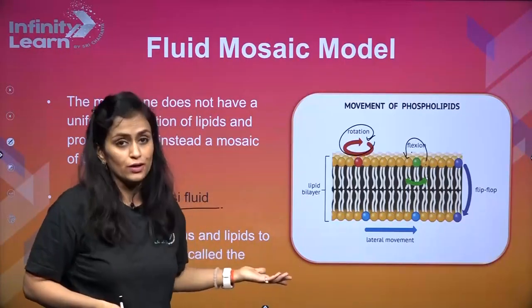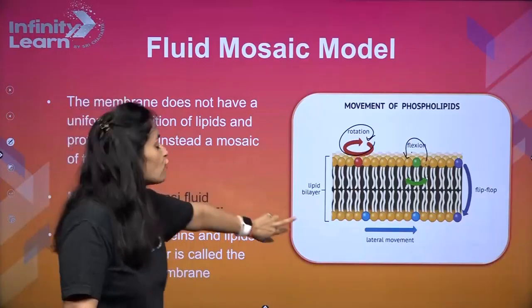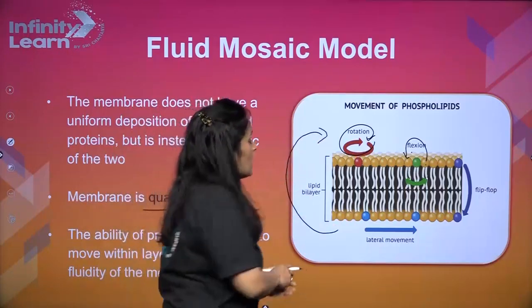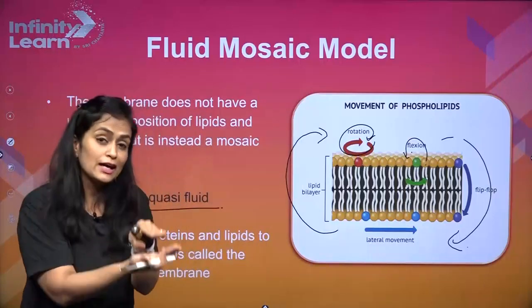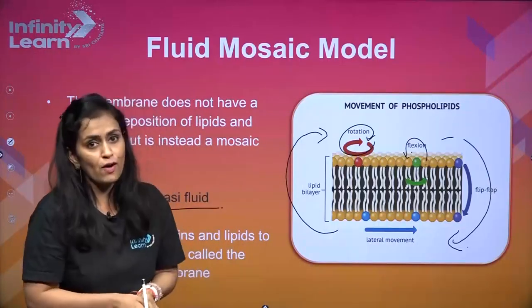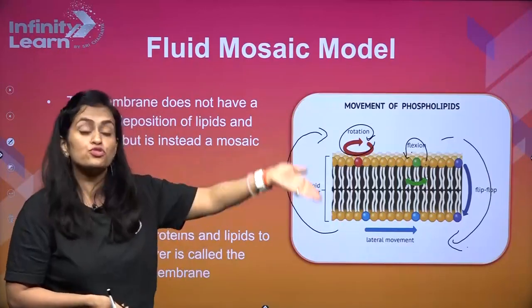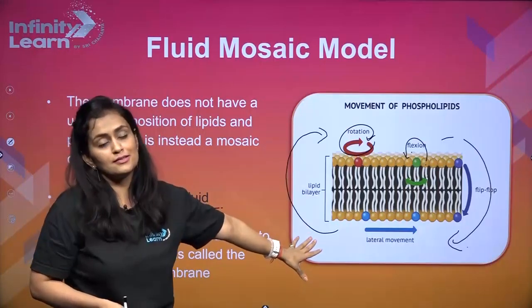So they are capable of doing that. Not only that, you would be surprised to know there's a flip-flop that can also happen. That means this layer can go up and the upper layer can come down, right? So there could be a flip-flop also if required, of certain kinds of proteins which have to be exposed to the outer side of the cell. So that can also be done by the cells.